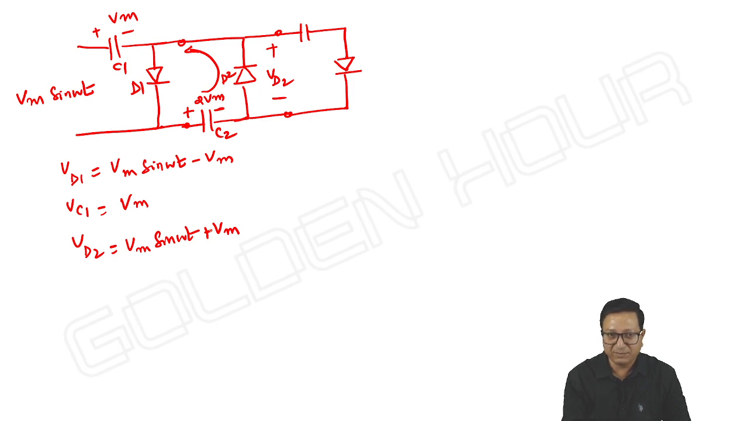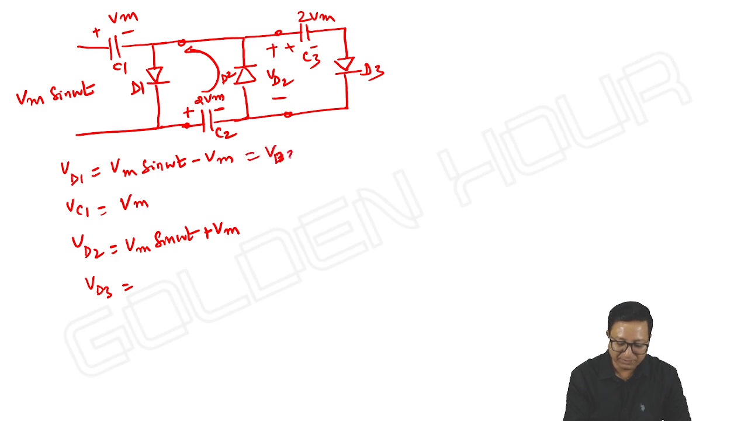What is VD2? Vm sin omega t. What is its positive peak? Definitely 2 Vm. It will charge up to 2 Vm. Is it not so? And D3 and it is C3. For capacitor C3, VD3 is equal to Vm sin omega t minus Vm. Okay, and what about Vc3? It is 2 Vm. That's it.